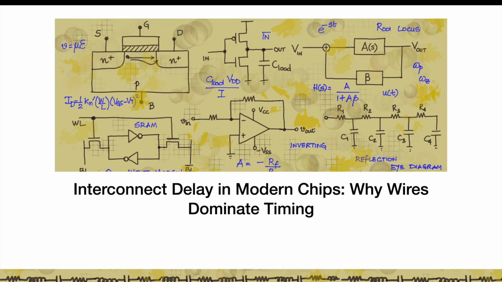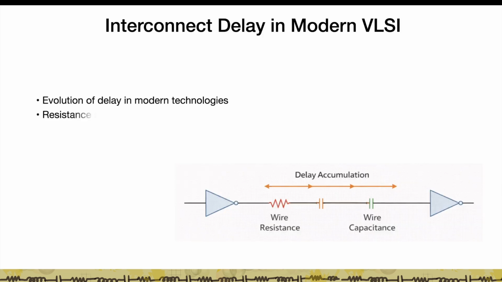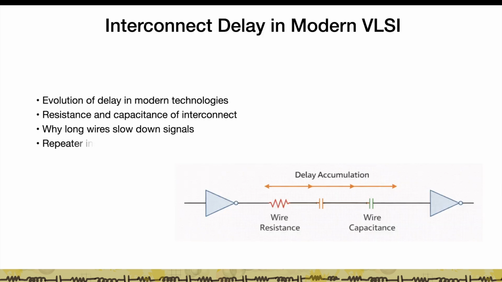Here's something that surprises most people when they first encounter it. In a modern chip, the wires are often slower than the transistors. Think about that for a moment. We have spent decades making transistors faster, smaller, more efficient, switching in picoseconds. But the wires connecting them, those haven't kept up. And that asymmetry has fundamentally changed how chip designers think about timing.